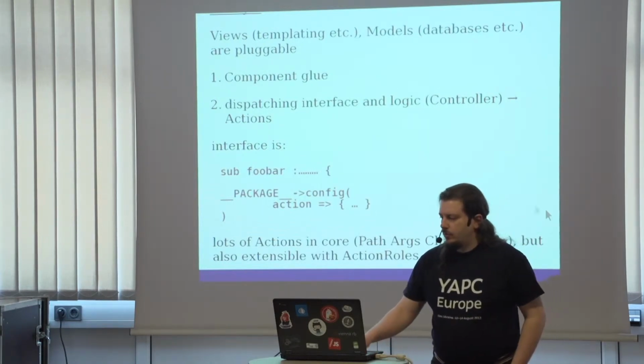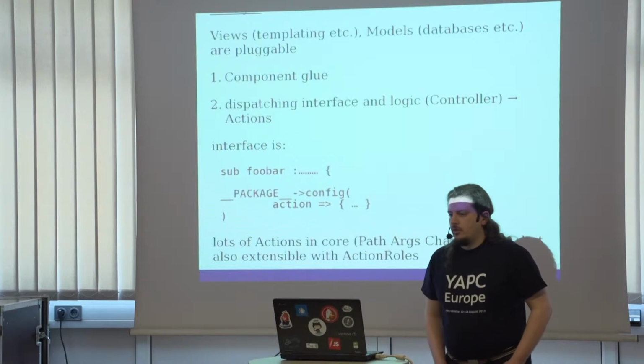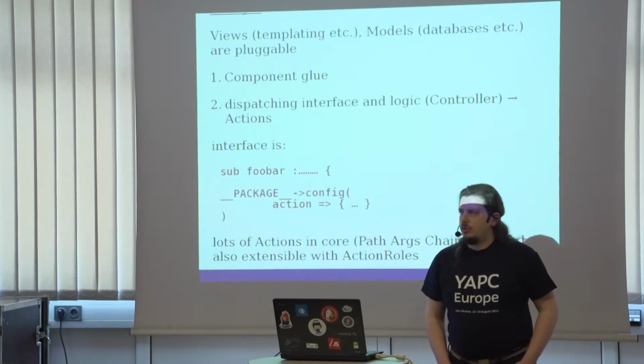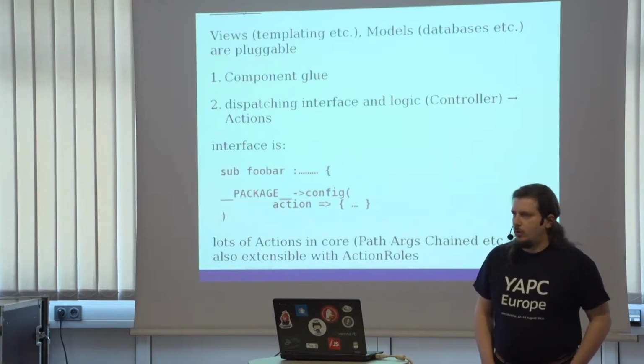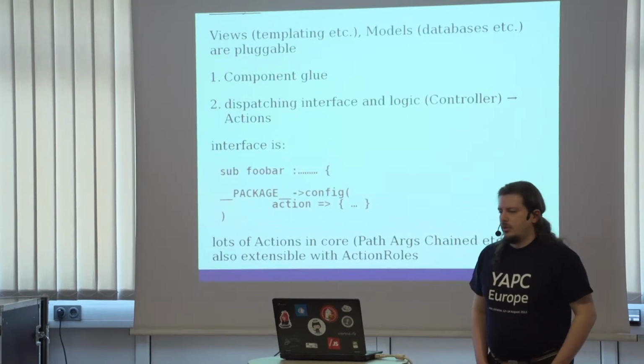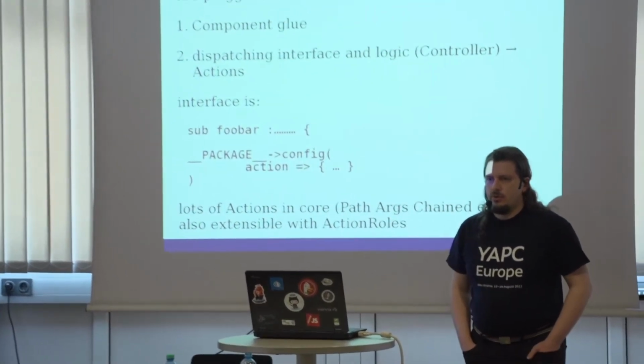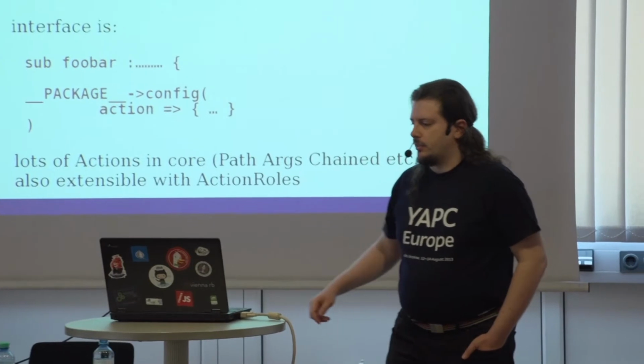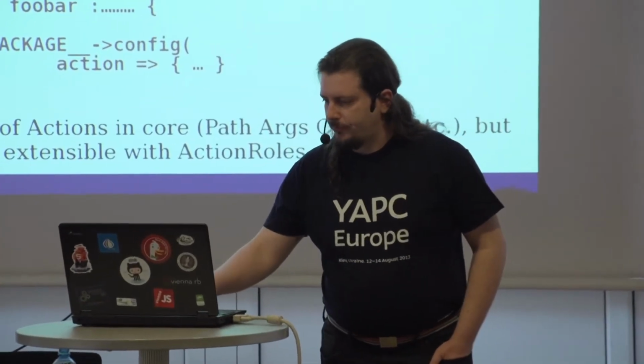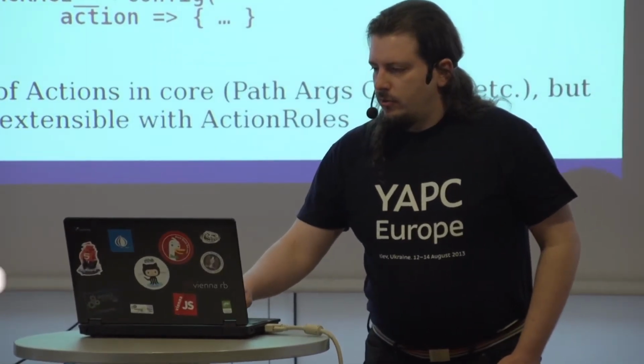And if you want to do something with your dispatching and routing which is not available in core Catalyst yet, you can use an action role which extends and modifies this existing system. So far so good?